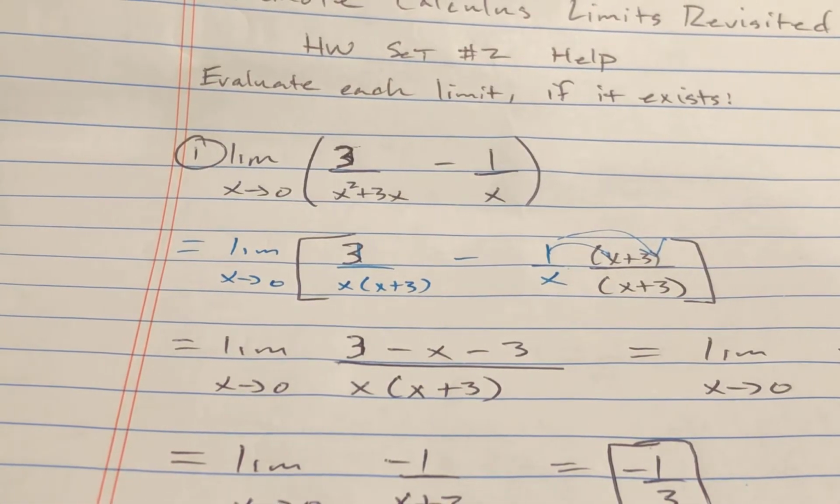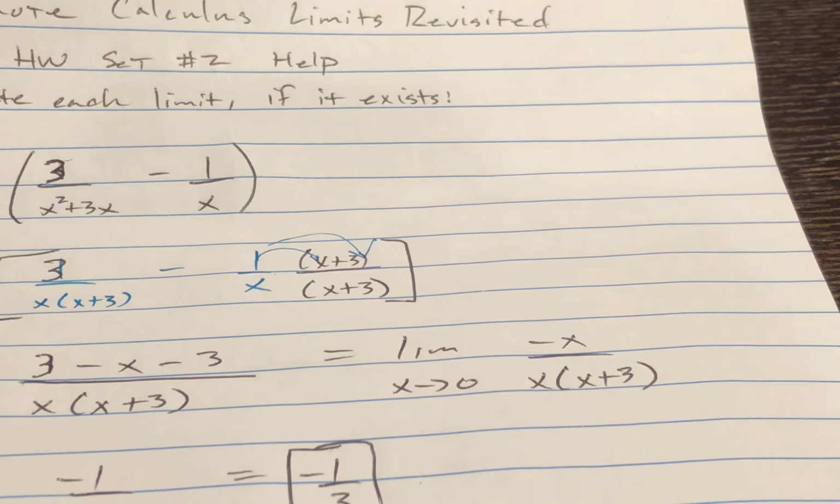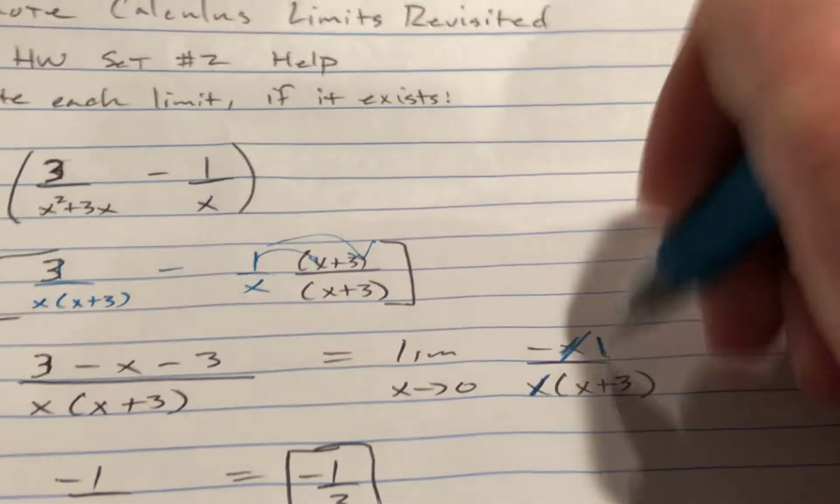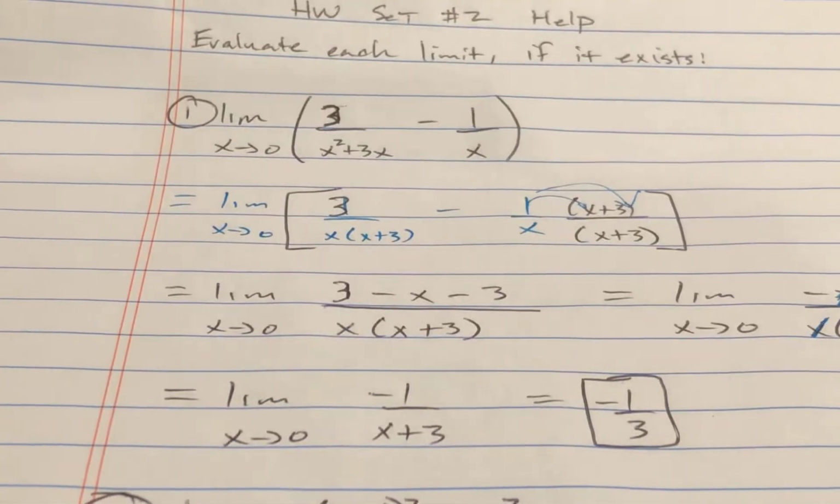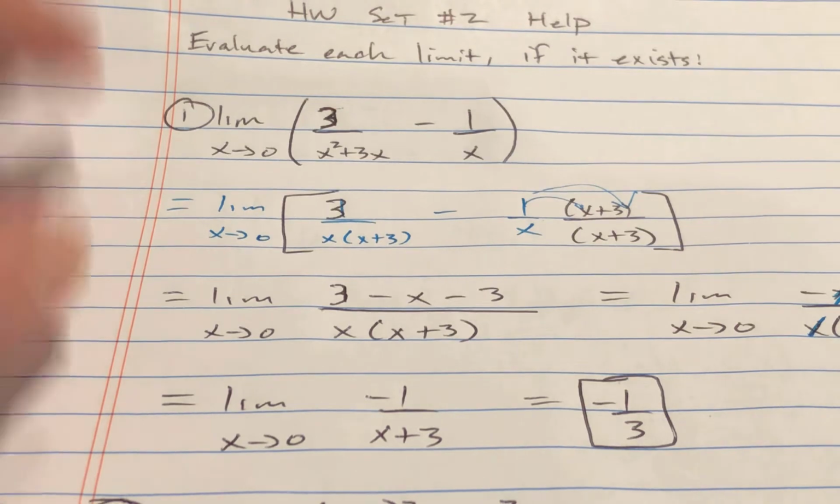Honors Algebra 2, Chapter 8. Nothing different there. The 3's cancel. I'm left with a negative x over x times x plus 3. You know what happens. The x's cancel, leaving you with a negative 1 over x plus 3. The limit as x goes to 0, I can let x be 0 now. Negative 1/3.